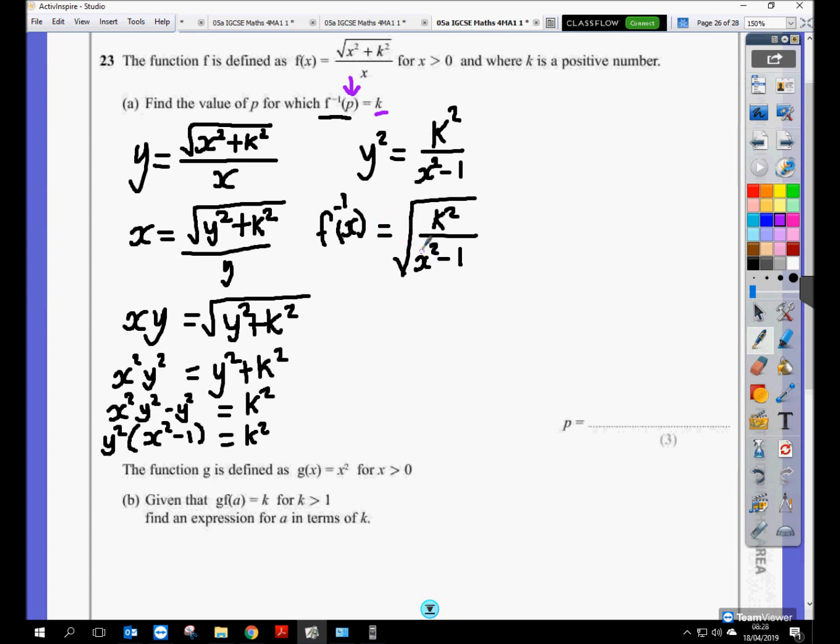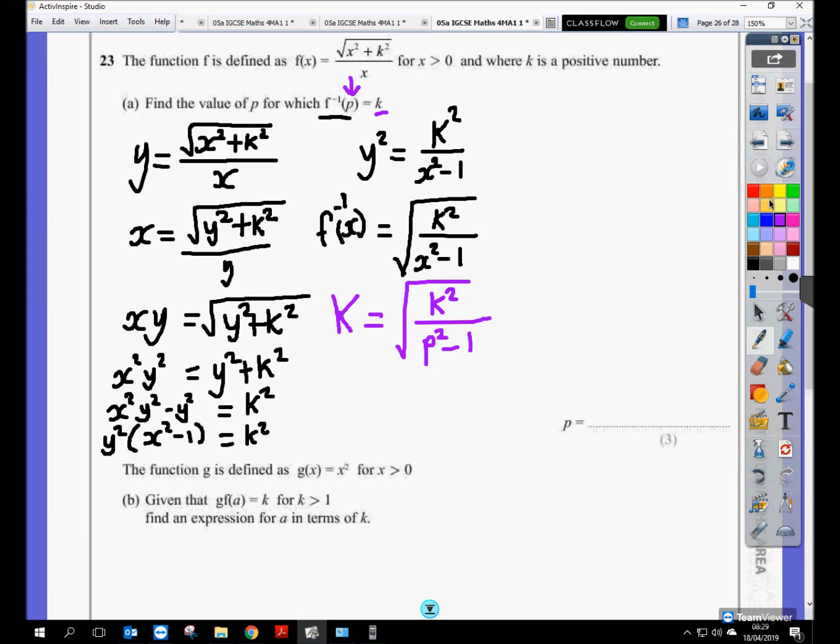But what I set it equal to is k. So it's a bit like this: I'm going to set it equal to k, k equals, but I'm going to change the x to p. And the question says, find the value of p for which this is true. Find the value of p. So what I need to do is just work out what p is now.